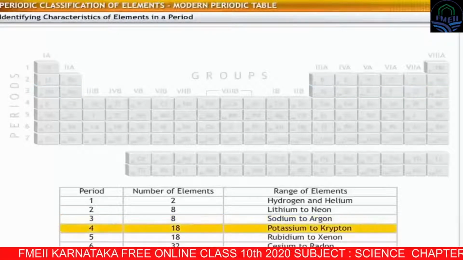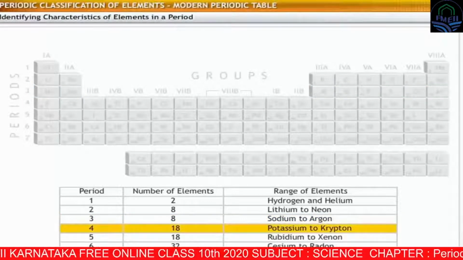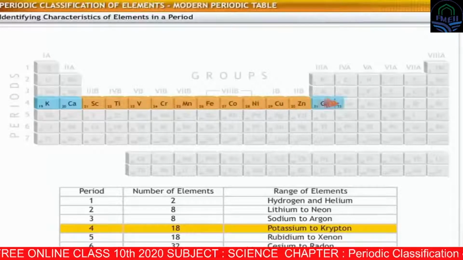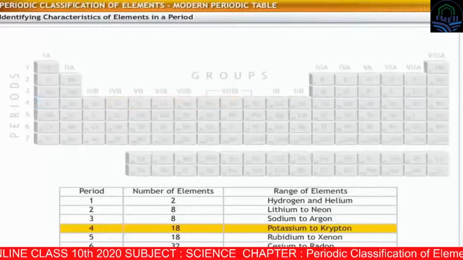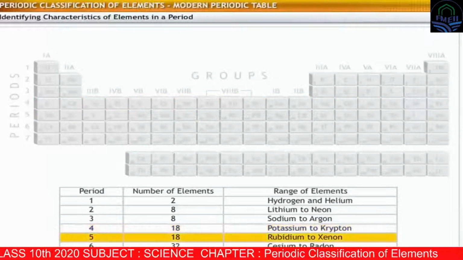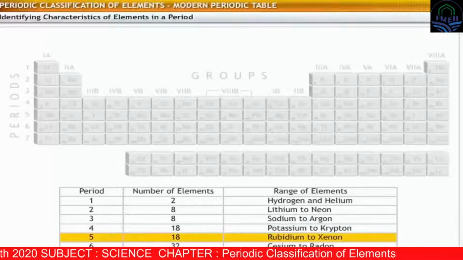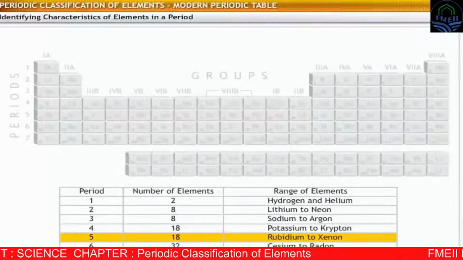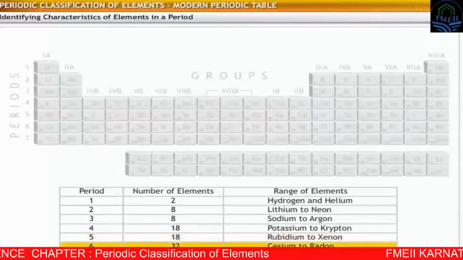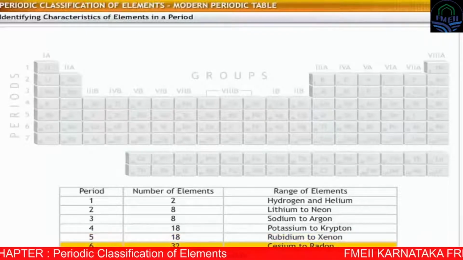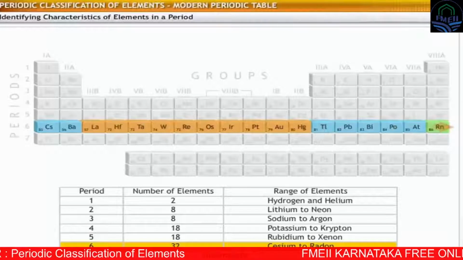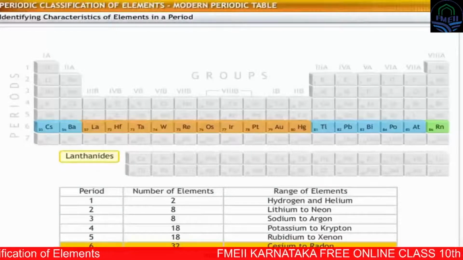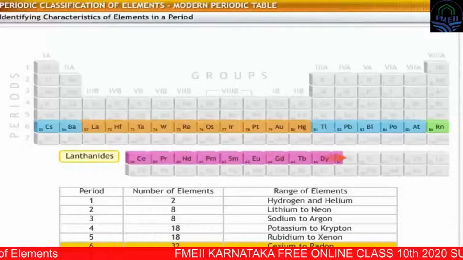The fourth period is a long period and contains 18 elements, ranging from potassium to krypton. The fifth period contains 18 elements, starting from rubidium and ending at xenon. The sixth period contains 32 elements, from cesium to radon, which also includes 14 lanthanides, from cerium to lutetium.